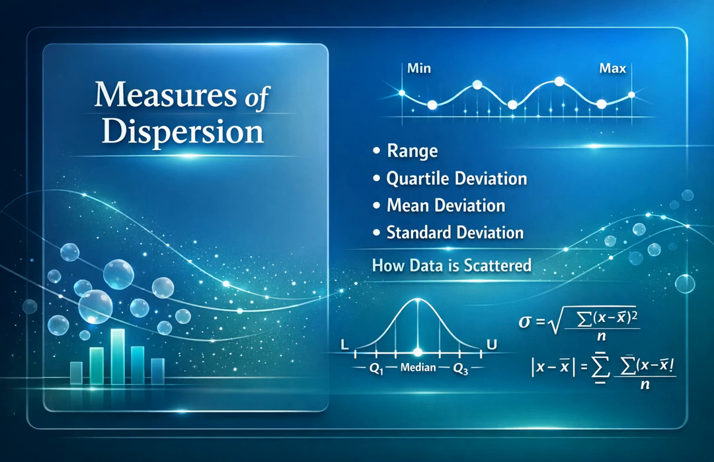The four main measures of dispersion are range, the simplest measure; quartile deviation, based on quartiles; mean deviation, using the average of absolute deviations; and standard deviation, the most widely used measure. Each describes how scattered the data is around the central value.